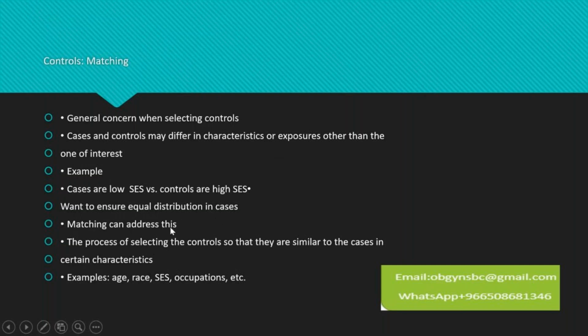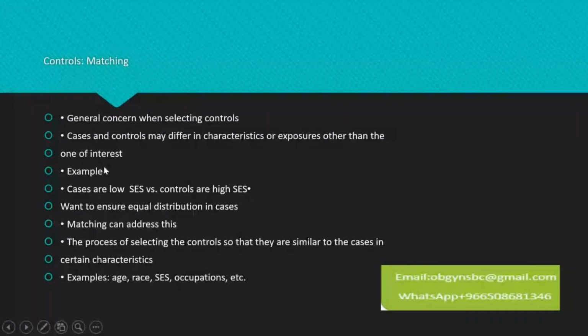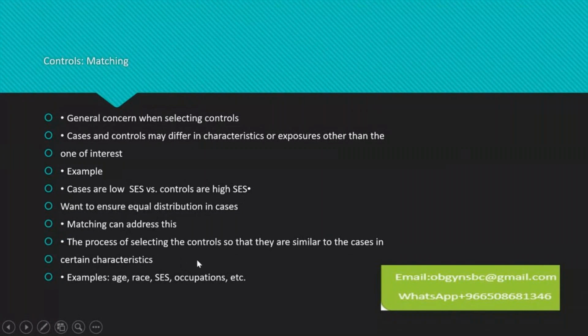And matching can address this, like you are going to match the cases with the controls. There should not be many differences. The only difference should be that the cases will have the disease and the controls will be free of disease. It is the process of selecting the controls so that they are similar to the cases in certain characteristics. For example, demographic features like age, race, socioeconomic status, occupation, educational level, etc. Okay, so all of these things should be matched.